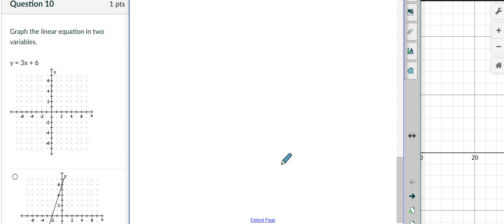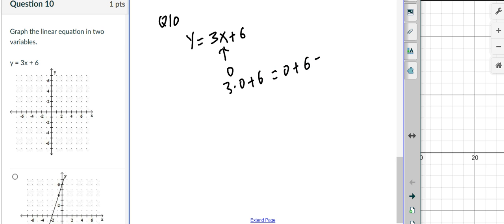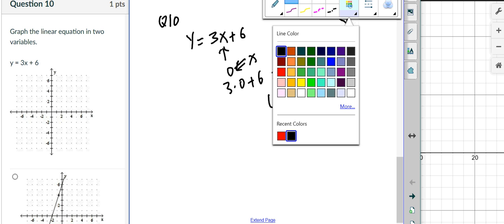So I will put question number right here. Question 10. Y equals 3x plus 6. You may say, I always like 0 because when I plug in 0 here, I'm good. So I know 3 times 0 plus 6 is 0 plus 6, which is 6. And we know this is our y. Okay? So here was our x. So there I have a 0, 6.